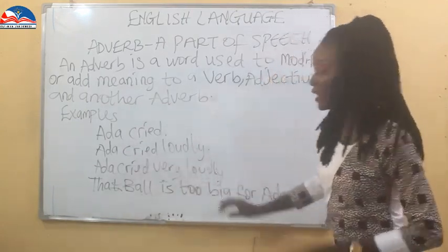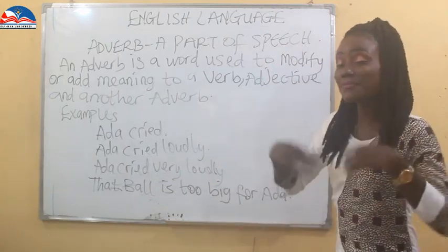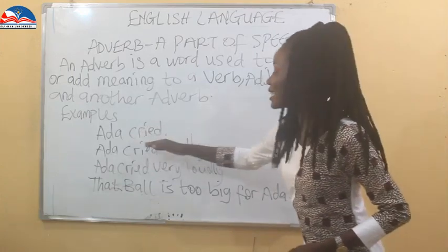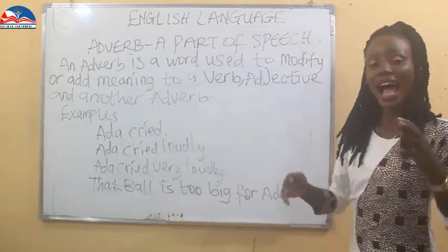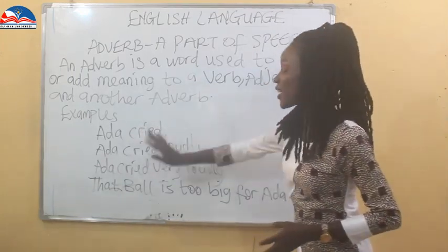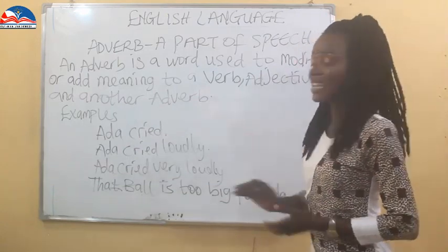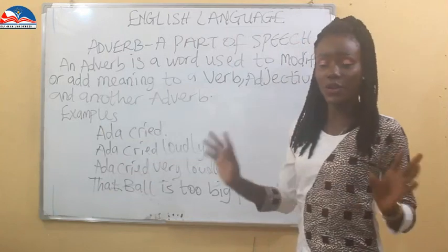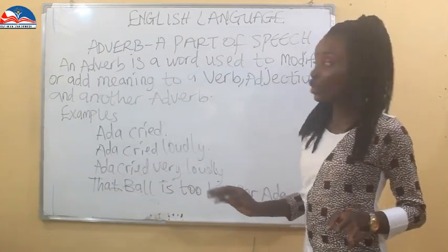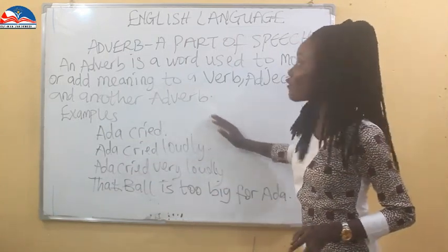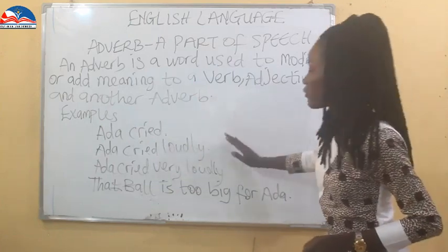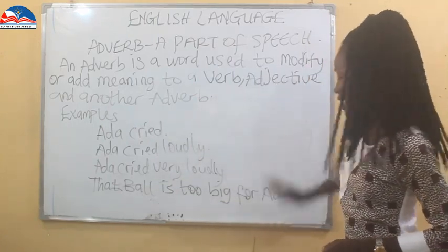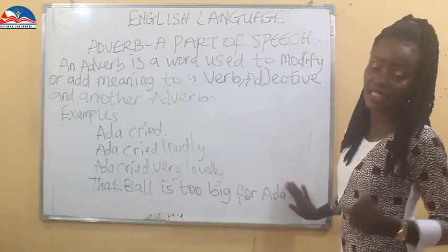Ada cried very loudly. Very is an adverb adding meaning to another adverb. Ada cried loudly. Cried is a verb. Loudly is an adverb. Adding meaning to what? To the verb cried. So we've seen examples of how adverb is being used to modify a verb, an adverb, and an adjective in a sentence.